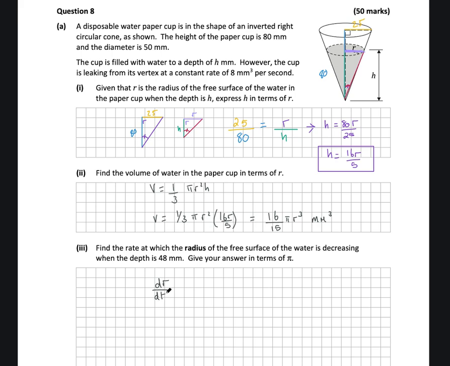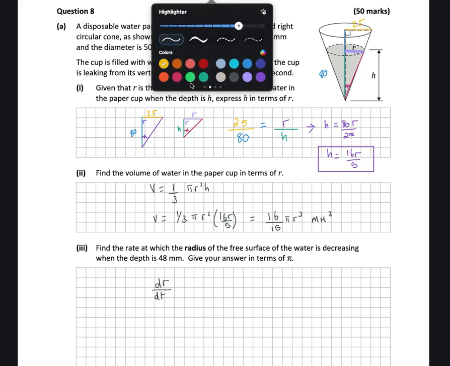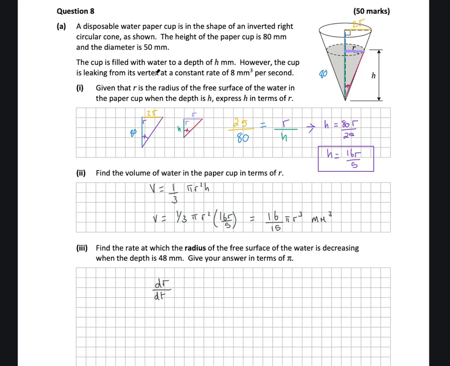I'm going to say, what do I have? If I go back up to the question, we did actually have a rate to begin with. Look, it's leaking at a constant rate of 8 millimeters cubed. So I actually know that. If I think about what that is, it's the change in volume with respect to time, and that is going to be minus 8 millimeters cubed per second.